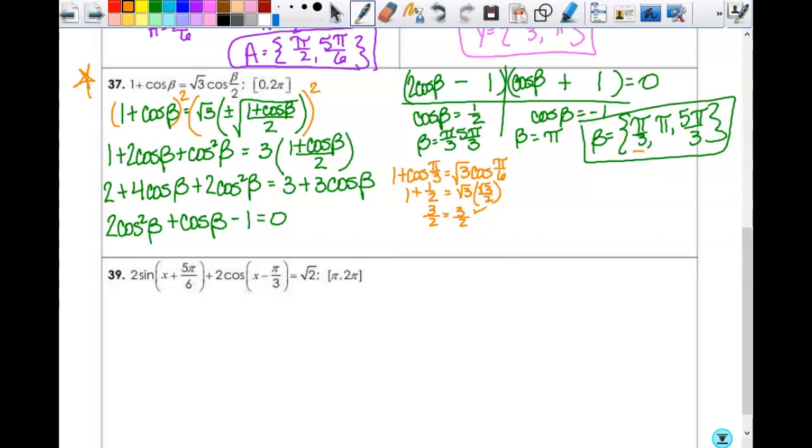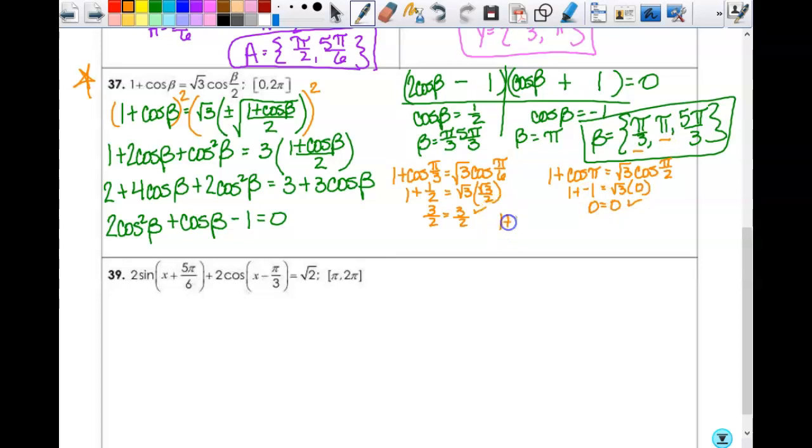Then I'm going to do 1 plus, I'm going to use pi, cosine pi equals the square root of 3 times cosine of pi halves. So this is 1 plus a negative 1 equals the square root of 3 times 0. So that gives me 0 equals 0, and that one works.